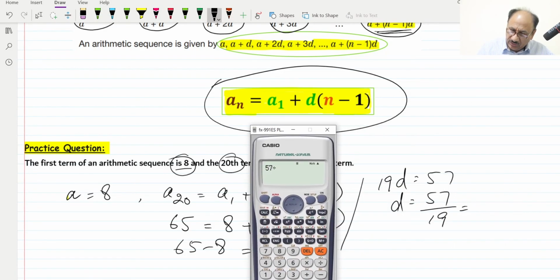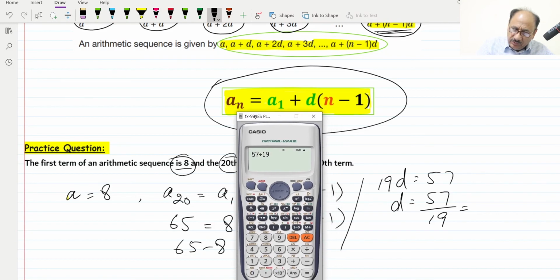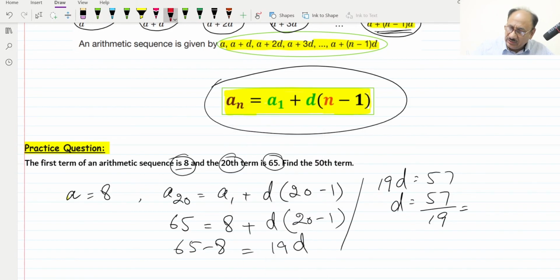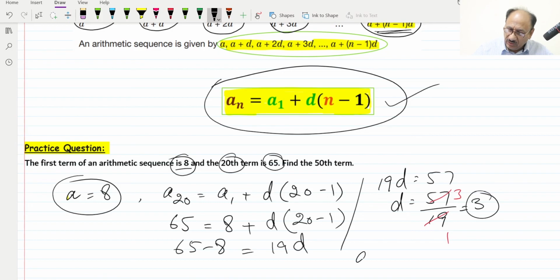57 divided by 19 will be equal to 3, so this can be cancelled as 3. So our answer will be: the D value will be 3. This D value we can replace, and the A value we can replace in this formula, and we will write an is equal to 8 plus 3 into n minus 1. This will be the nth term which we can write.